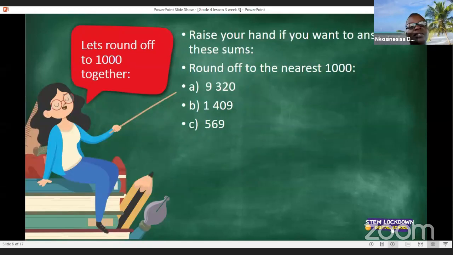Now, this is the time for you to raise your hand, and then we round off together to the nearest 1,000. What I would like from you is to go through the rounding coaster when you are answering. For example, for number A, you say, ma'am, because we're rounding off to the nearest 1,000, we find the number, which is the thousands. I'm also going to help you, so don't be scared. I'll help you where you are getting stuck so that you actually understand this answer.